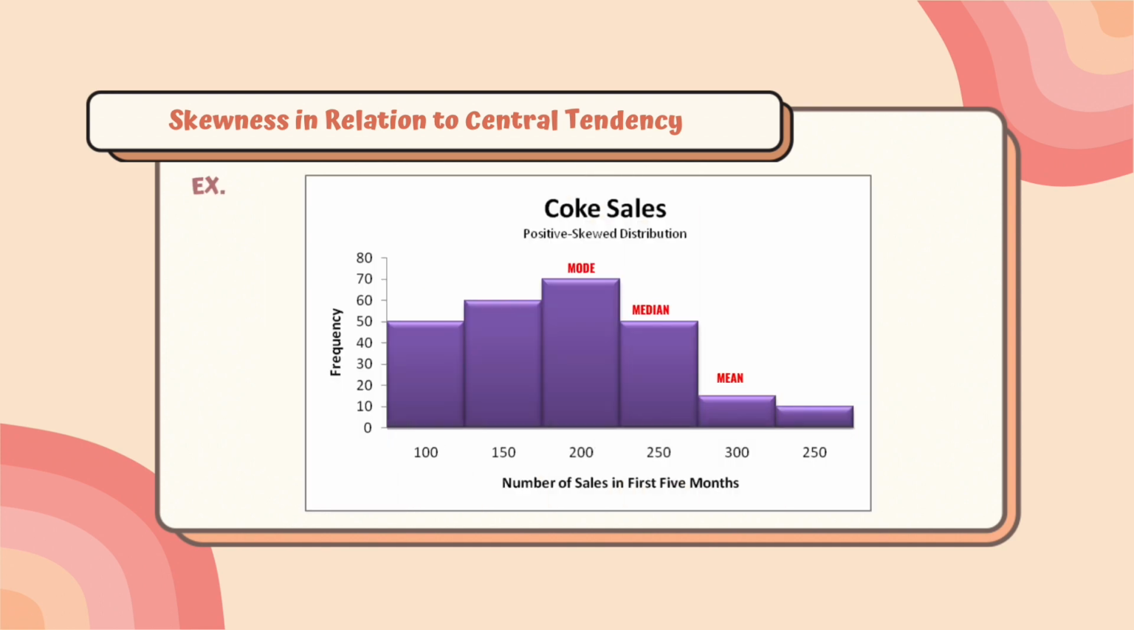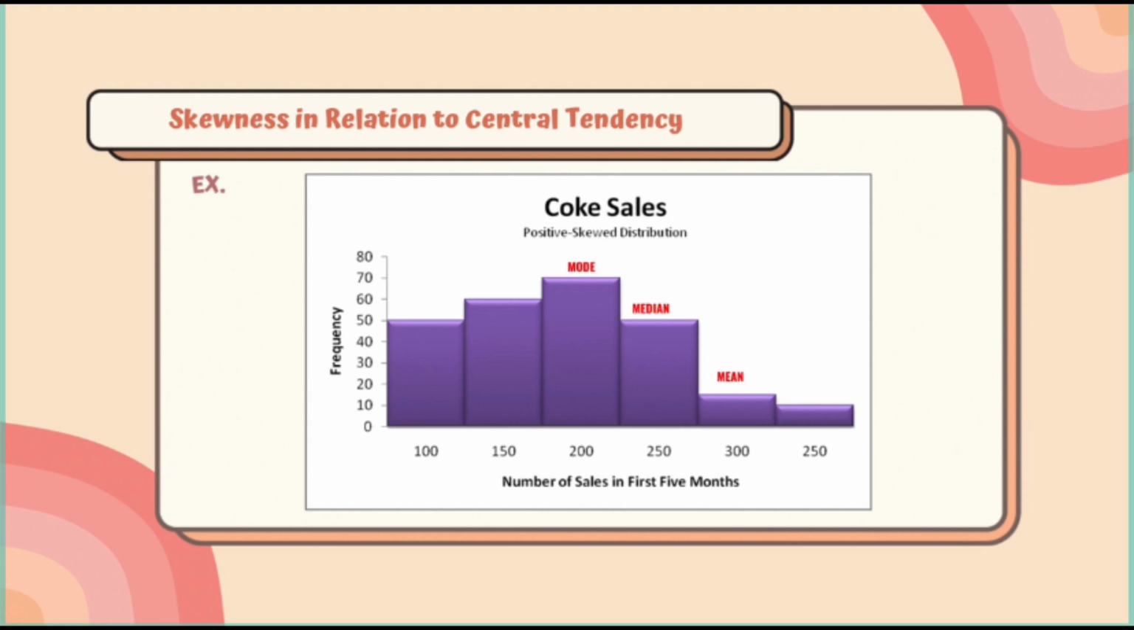For example, the Coke sales in the first 5 months of the year are shown in the histogram given. Notice that the mean of a right skewed distribution is almost always greater than its median and mode. In our example, the mean number of sales in the first 5 months was 300, which is greater than the median of 250 and the mode of 200.